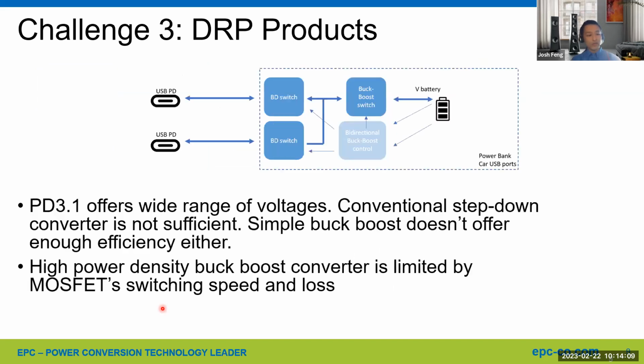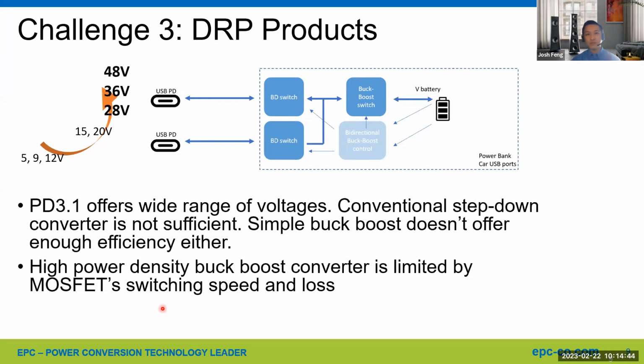Now, to address one more challenge before I go down to the solutions: again, as we're seeing, the PD voltages are increasing. So in typical DRP products, for example, if you're running a 12 volt battery, in the past, you just had to down convert to 5 volts. But that's no longer the case. A conventional step down converter is not sufficient anymore because PD needs to address quite a wide range of voltage, right? You go down to 5 volts, all the way up in the future to 28, 36, 48 volts.